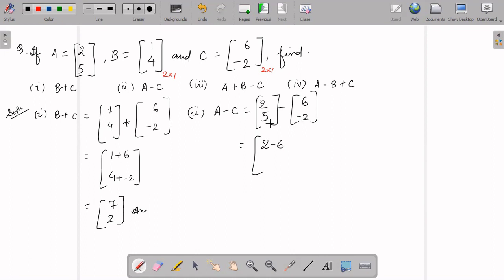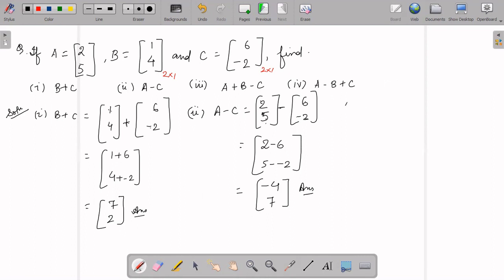5 minus 2 nahi. 5 minus 2 galat ho jayega. 5 minus minus 2. See how I'm moving. Look at the pointer. This is 5 minus minus 2. Okay. So 5 minus minus 2, which will become 5 plus 2, obviously. So 2 minus 6 is minus 4 and 5 minus minus 2 is 5 plus 2, which is 7. This is the answer for the second one.